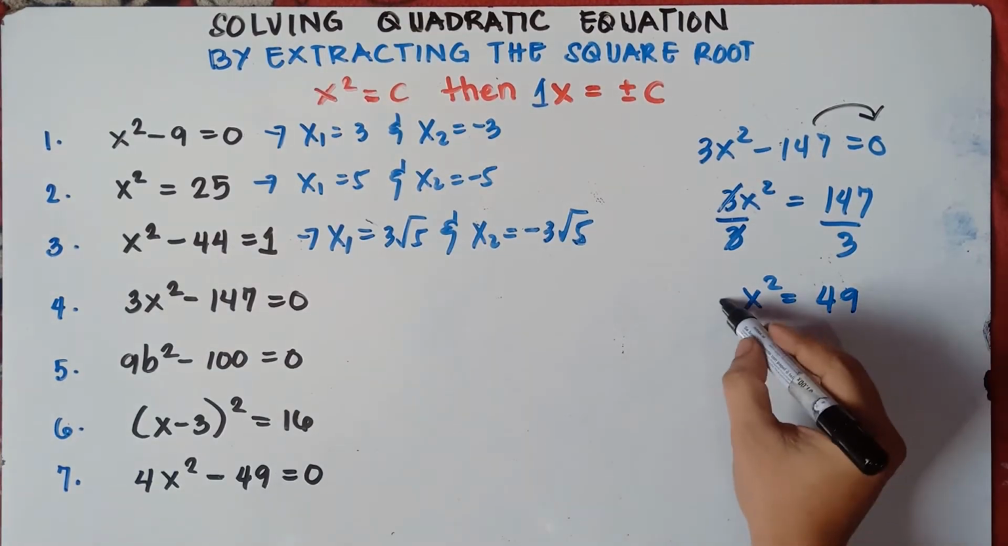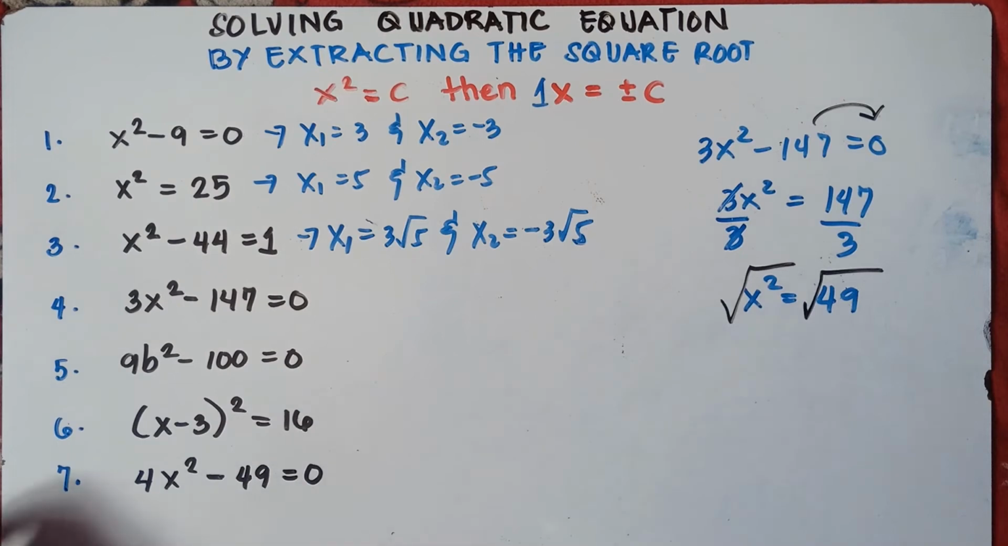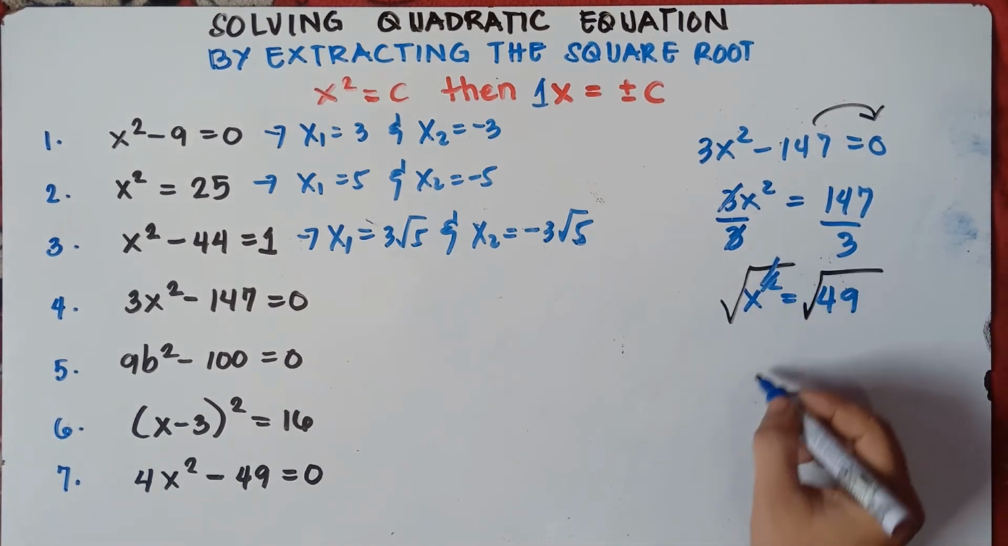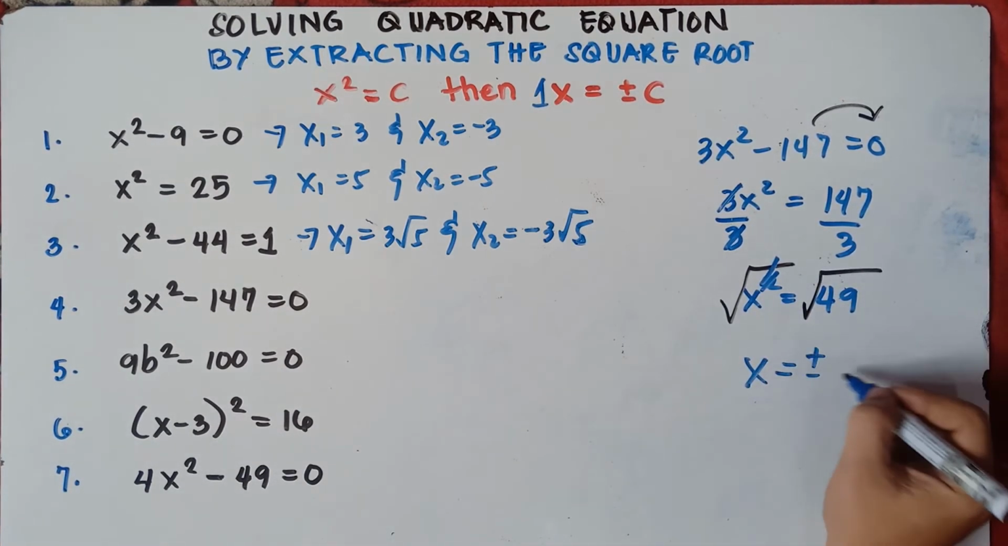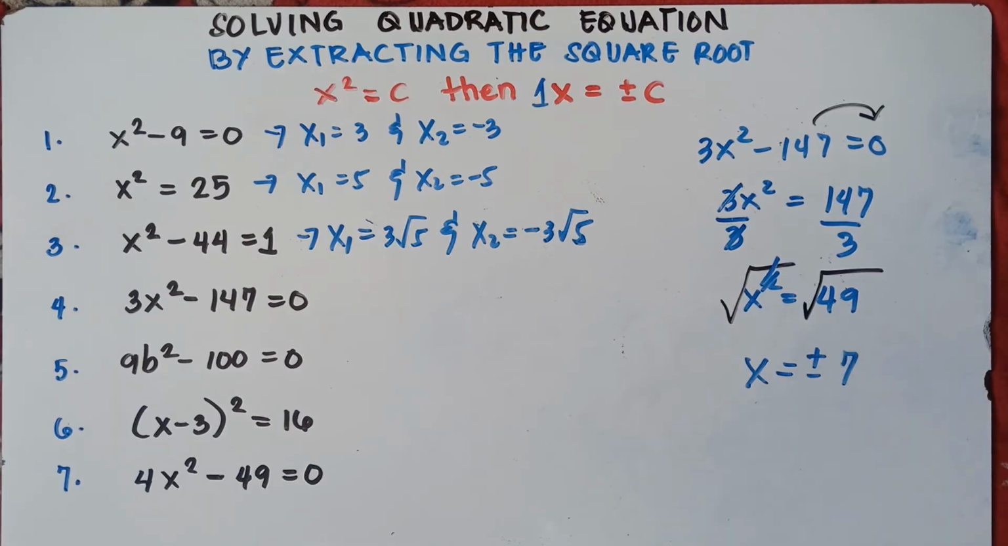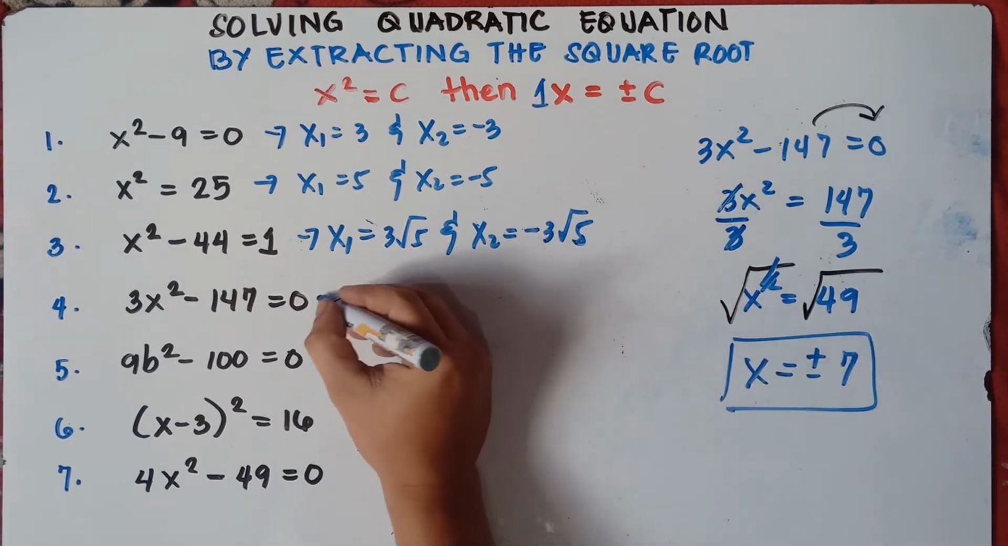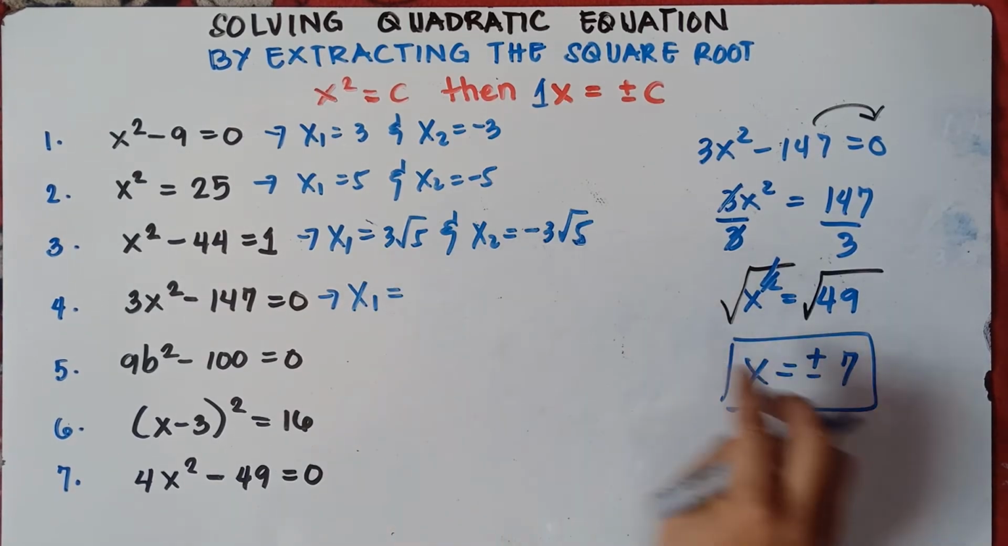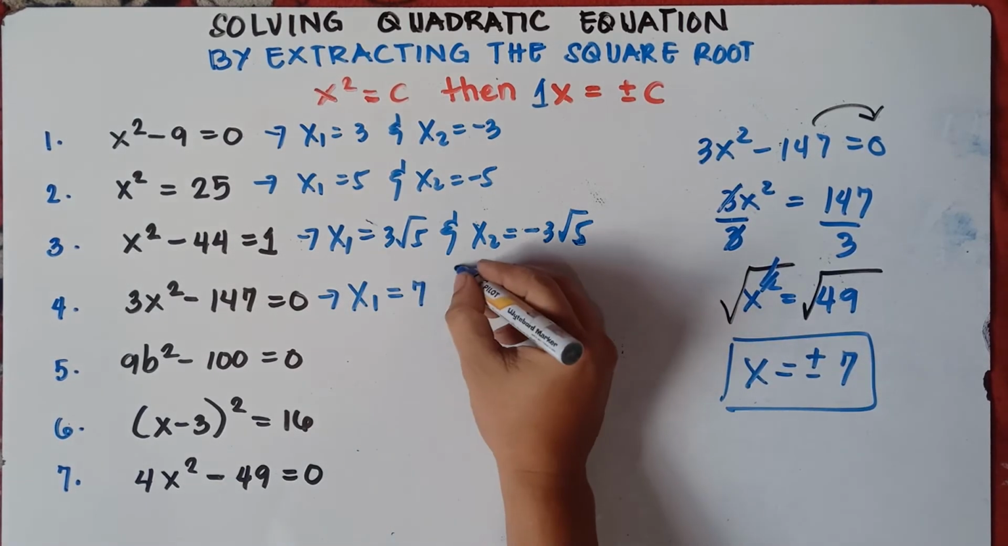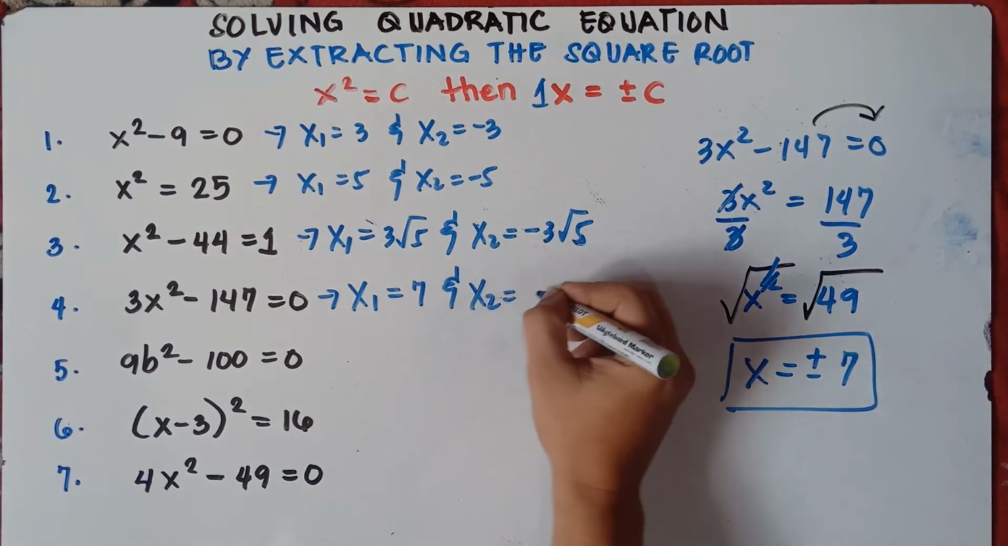Then you extract the square root of both sides. So cancel this out. So our x equals positive negative 7. The square root of 49 is 7 because 7 times 7 is 49. Alright, so this will be our answer. So x sub 1, the first equation, is positive 7 and x sub 2 is negative 7.